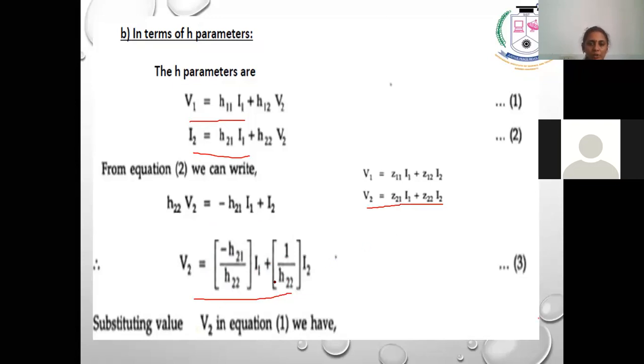Now we are going to compare this V2 equation with the Z parameter equation to find out the final answer. Coefficient of I1 will be Z21. So Z21 is equal to minus H21 by H22. What is Z22? Z22 is equal to 1 by H22. So we have got two parameters now.